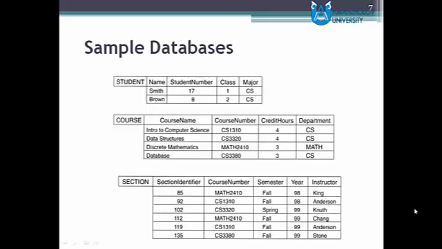This slide shows an example of relational database. It might be part of a university's academic information system. You see the database includes tables. For example, student table, course table, and section table.